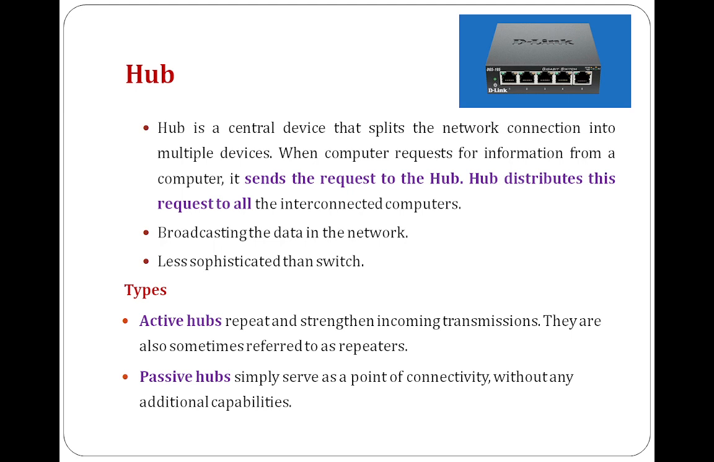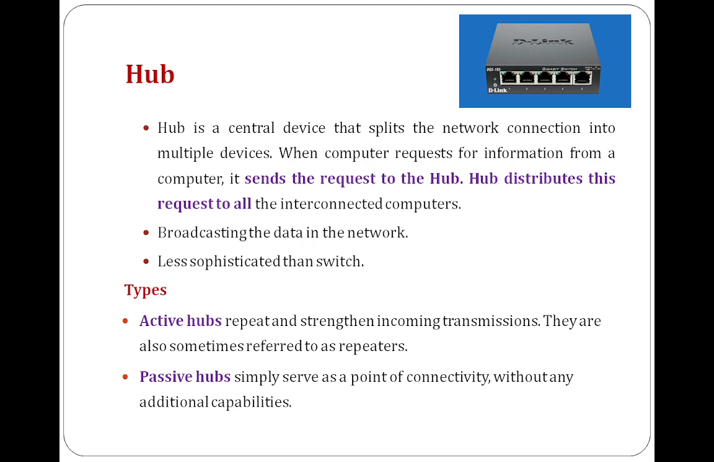For example, if 10 machines are connected to the hub, the hub will perform the broadcasting function. Broadcasting means one-to-many connectivity. The data is exchanged in one-to-many format, not one-to-one or one to a particular group of nodes. That is multicasting. So the hub supports broadcasting of data in the network. It will send the request, and the hub will distribute this request to all.